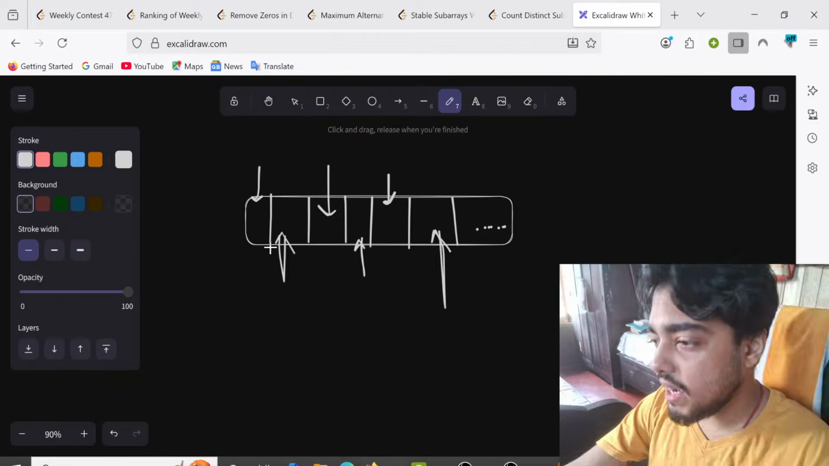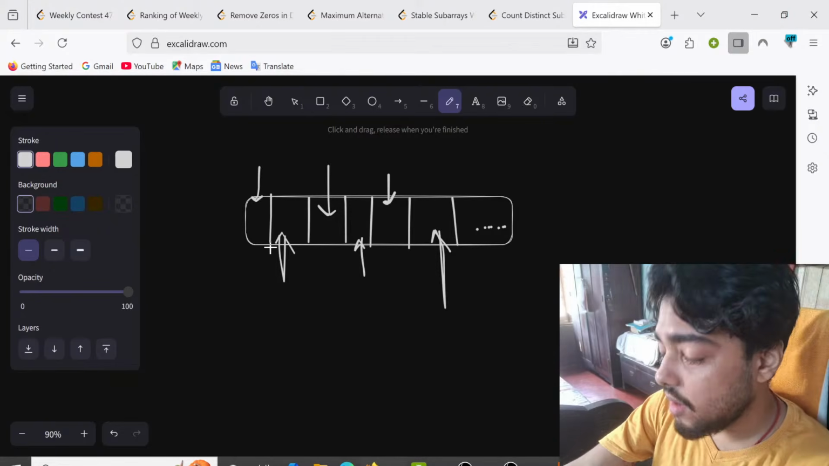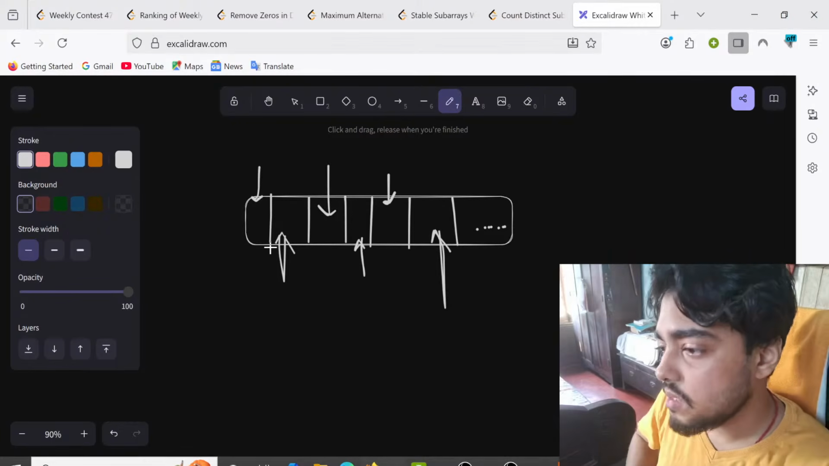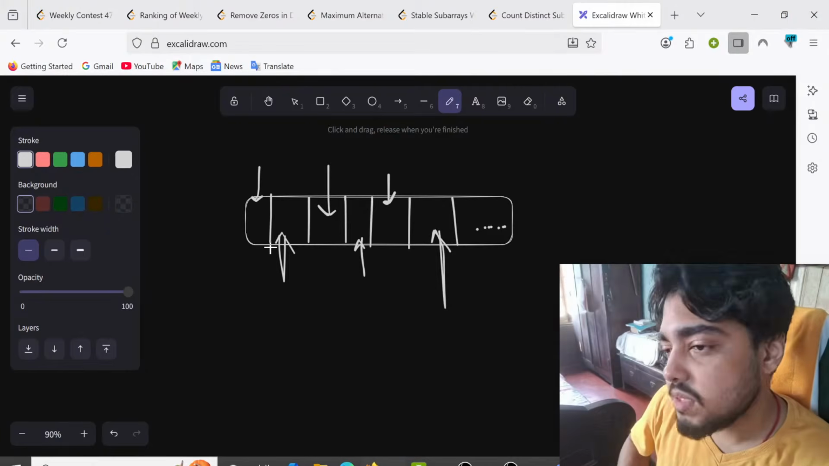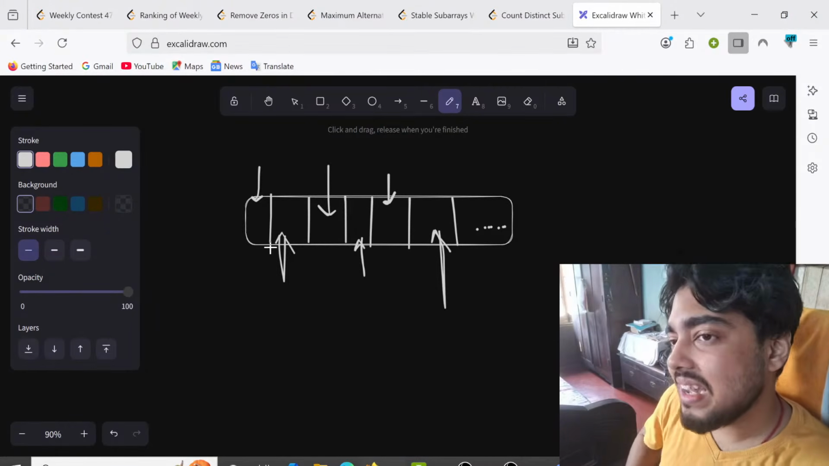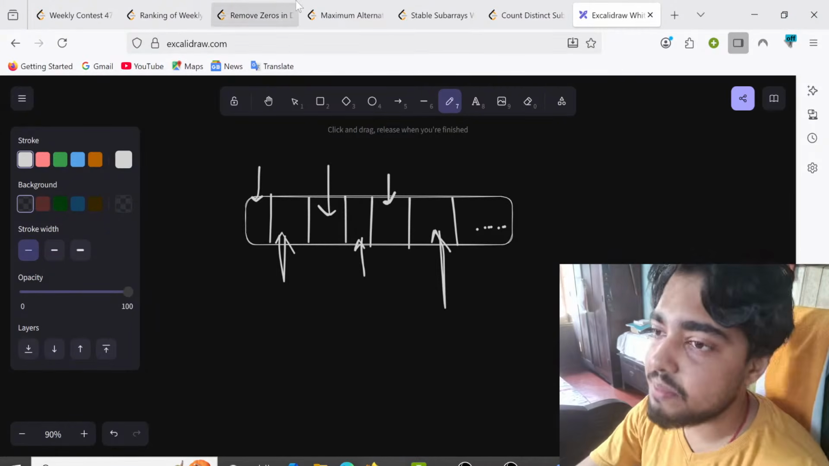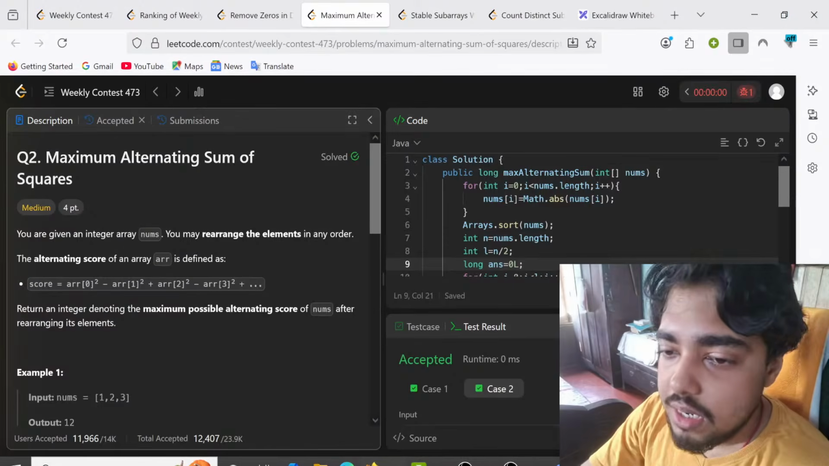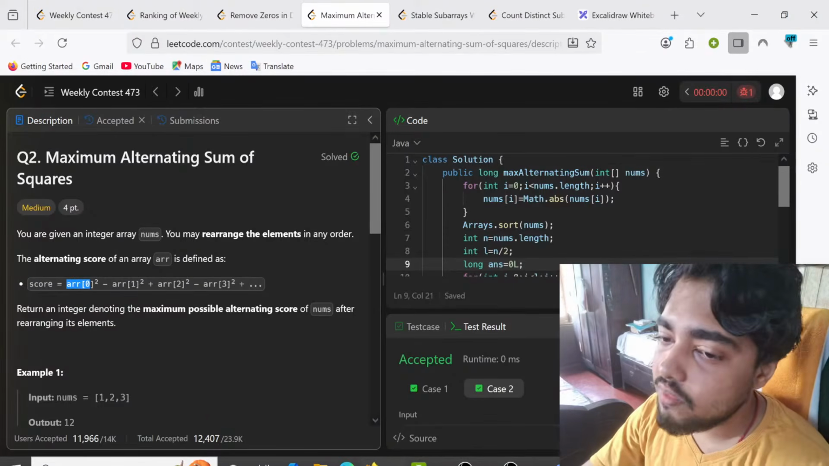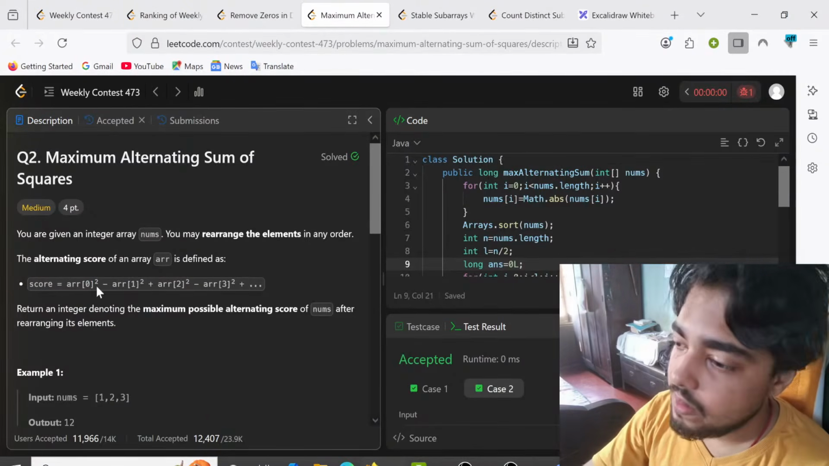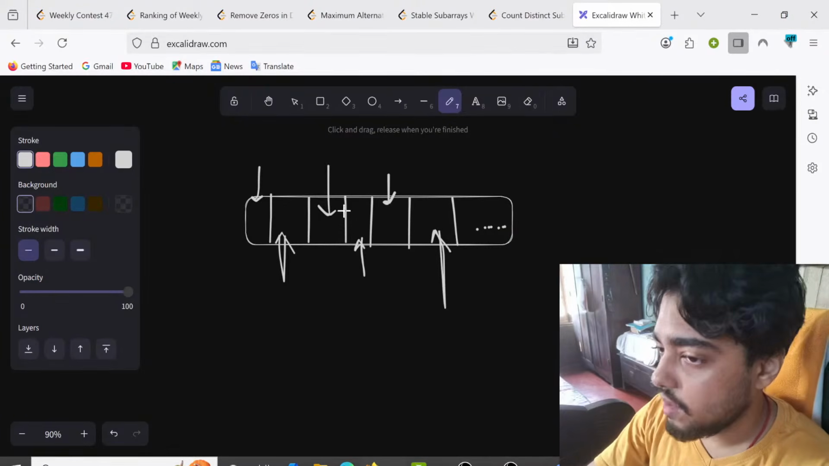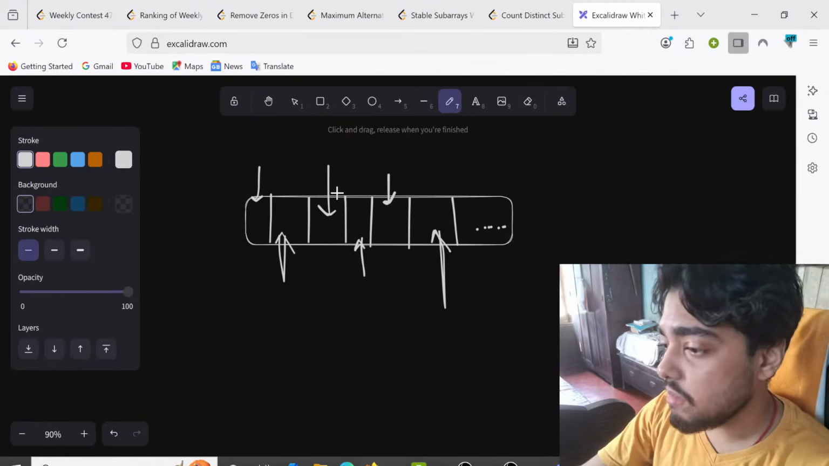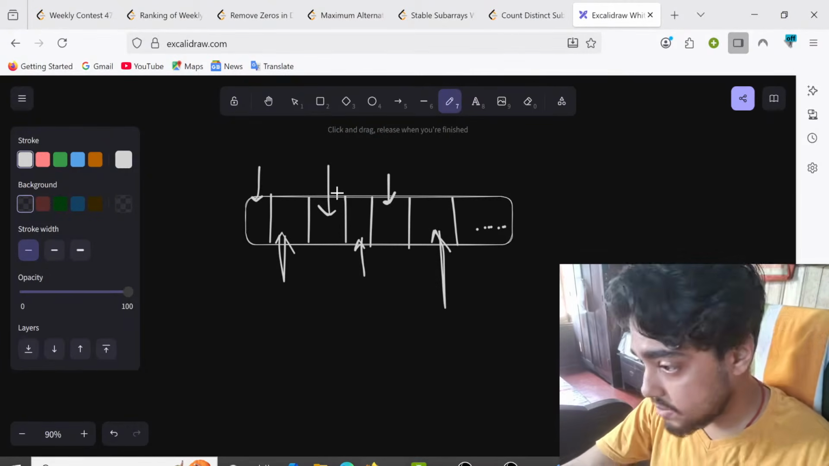Now, if we have to make the sum maximum, the numbers we are adding have to be maximum, and the numbers we are subtracting have to be minimum. But there is a little bit of a trick over here. We are not considering AR of 0, we are considering its square, which means that we can't only keep the maximum elements over here. We have to keep the maximum of the absolute values of them.